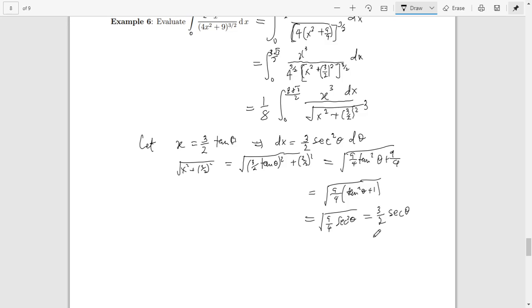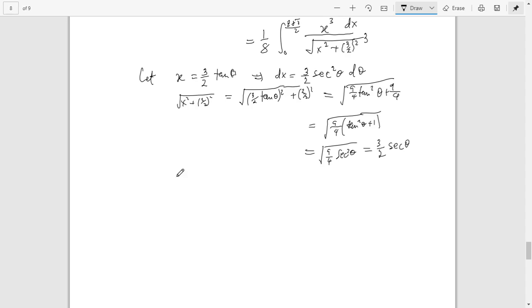One other thing we need to change is the limits. We are moving from x to theta, so we have to change the variables also. Now from x equal to 3 over 2 tan theta, we get that tangent of theta would be equal to 2x over 3. So this tells me that theta would be equal to the inverse tan of 2x over 3.